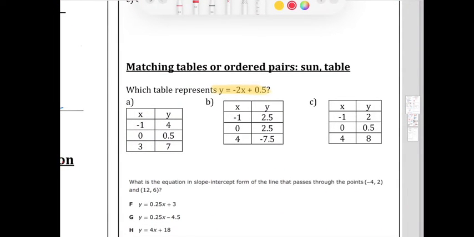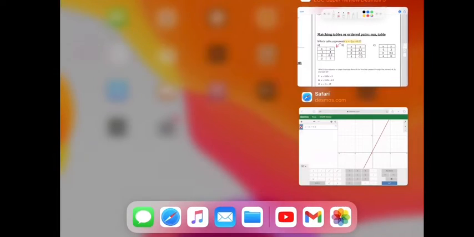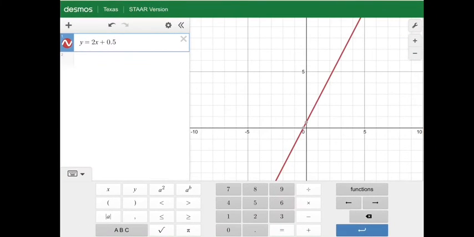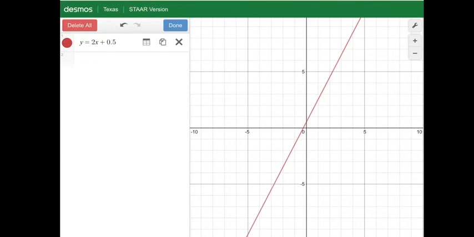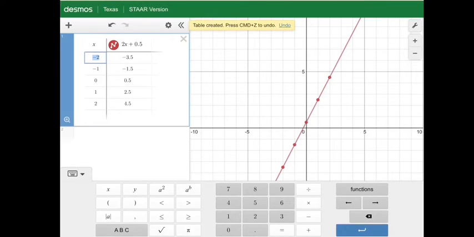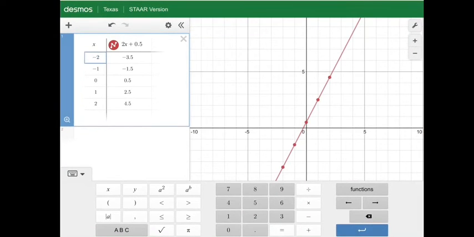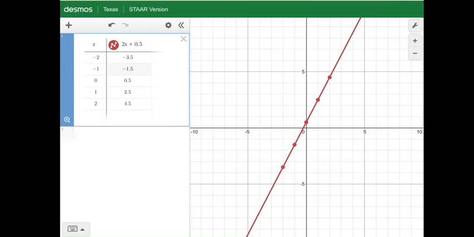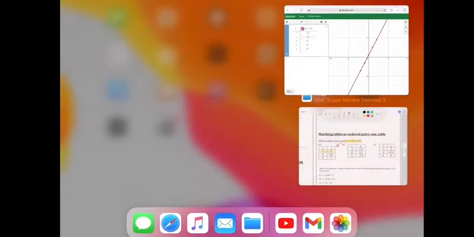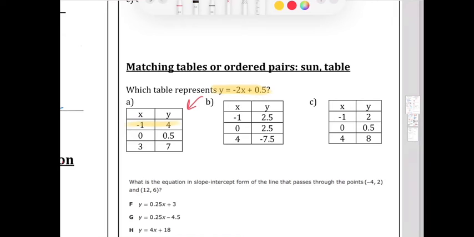Okay, so this gives me a graph, but I don't want a graph. I want a table. So in a table, what I'm going to do is press this little circle button right here, and I'm going to click table. So I want to know if this table matches my table. When x is negative 1, is the y 4? Let's find out. When x is negative 1, nope, the y is not 4. So the correct answer is not A.